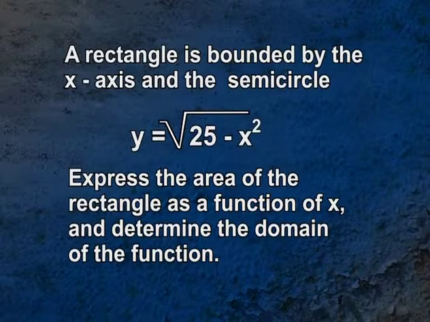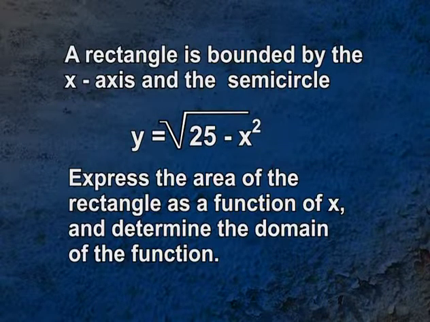Here's a problem involving the writing of a function. It says a rectangle is bounded by the x-axis and the semicircle y equals the square root of 25 minus x squared. Express the area of the rectangle as a function of x and determine the domain of the function.